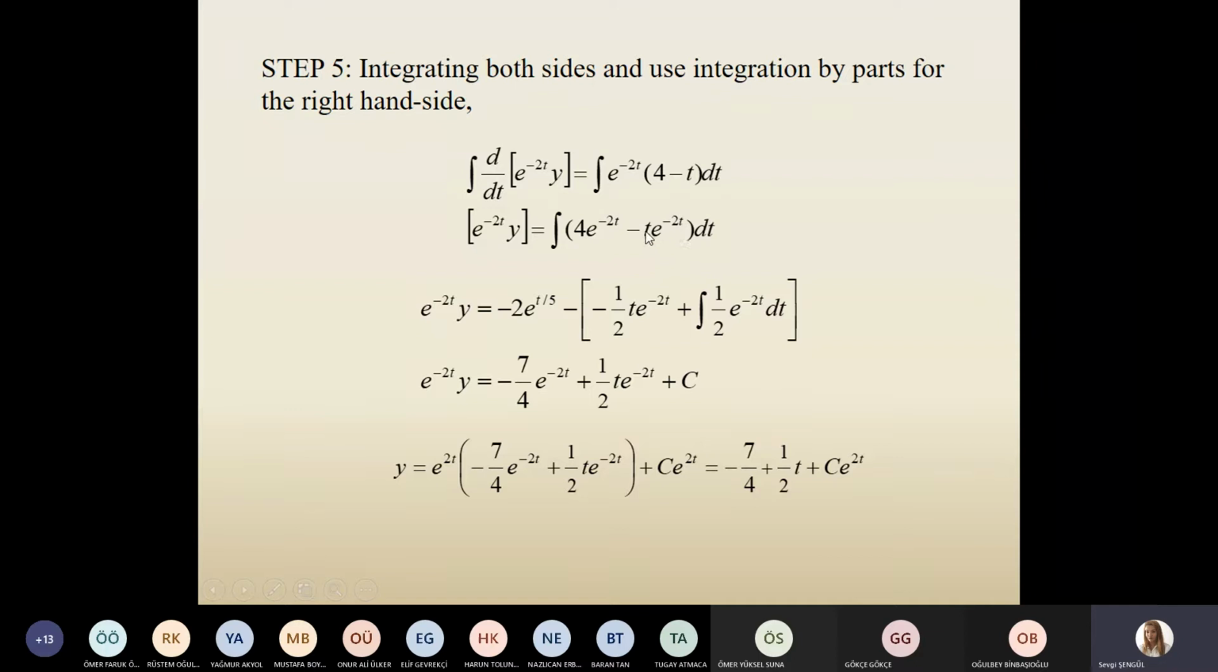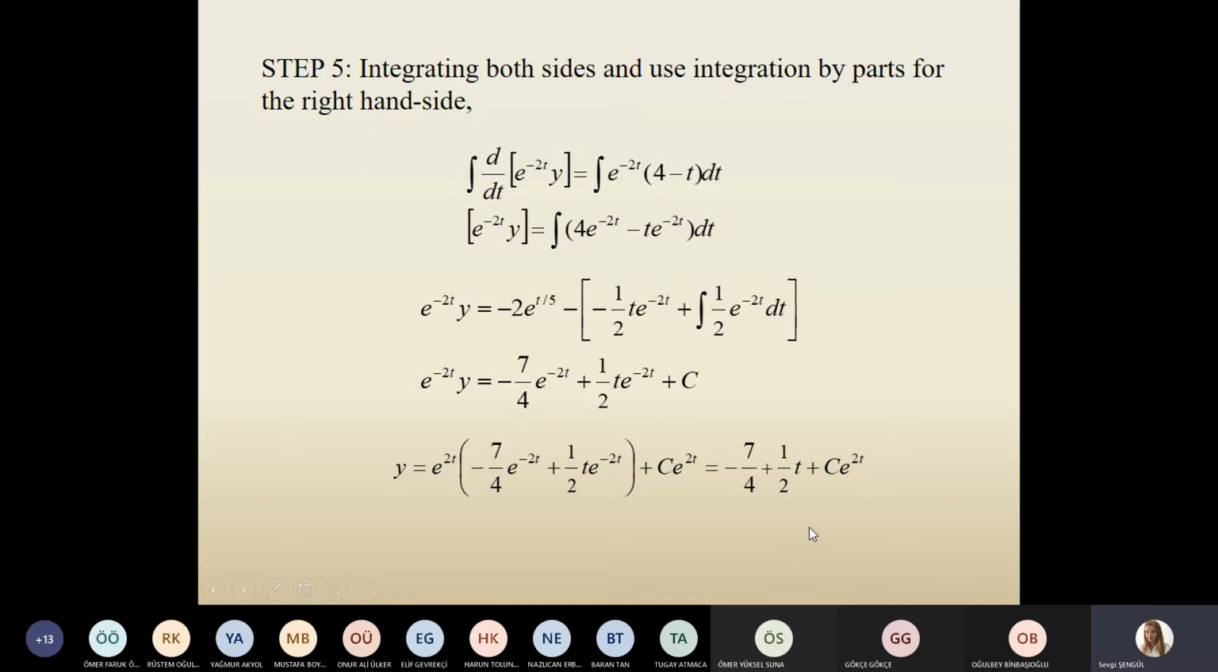If you call what is that, u t, dv e to the minus 2t, uv minus integral v du, you know that. Remember integration by parts. And you can find the integral on the right hand side in this way. And if you solve for y by dividing the equation by e to the minus 2t, this is what you will get as a solution.